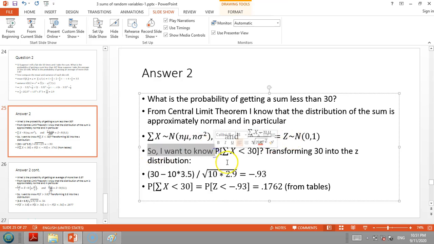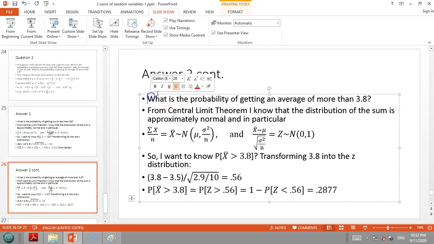So I want to know what is the probability that the sum is less than 30. I transform the 30 into the z distribution. All right? This is going to be 30, minus the mean, divided by this. I get minus 0.93. So I just look at the table. What is the probability of getting less than negative 0.93? Negative 0.93 is the same as the probability of getting more than 0.93. And I can just look at the tables and it'll tell me.